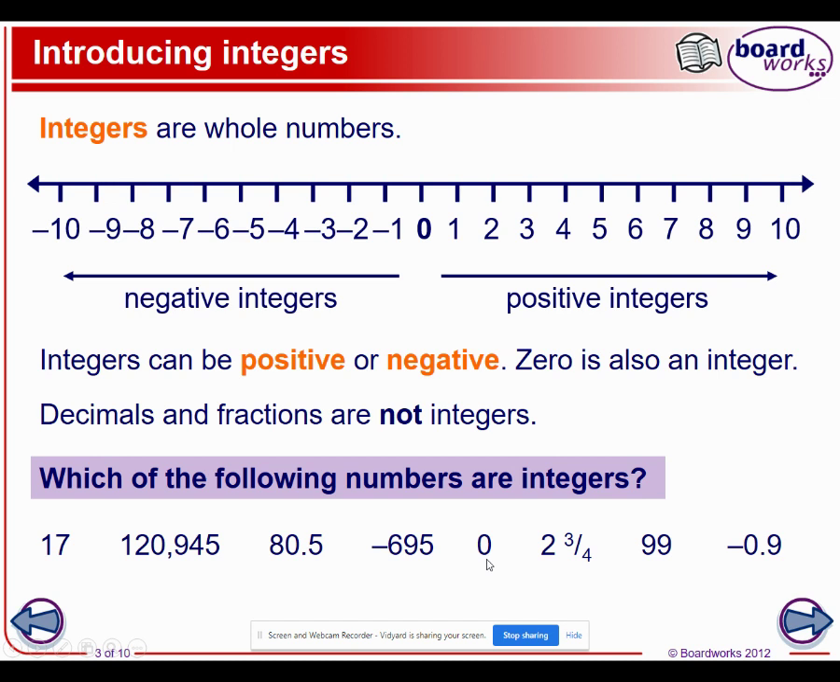0 is an integer, as it says up here. 2 3/4 is not an integer because even though we have this whole number part right here, it's attached to a fraction. So 2 3/4 would not be an integer. 99 is a whole number, so that's an integer. And -0.9 is a decimal, so that would not be an integer.